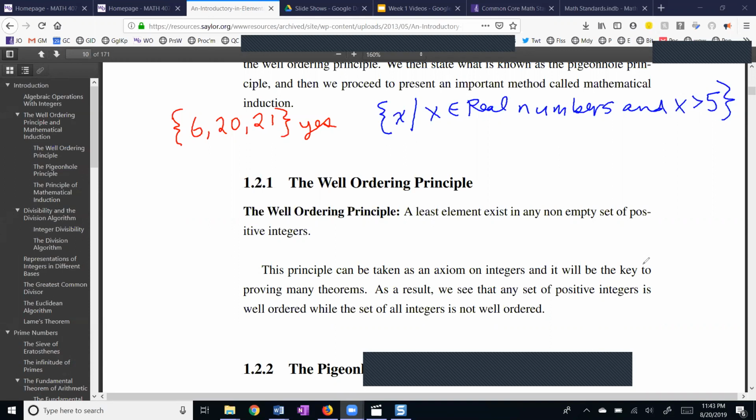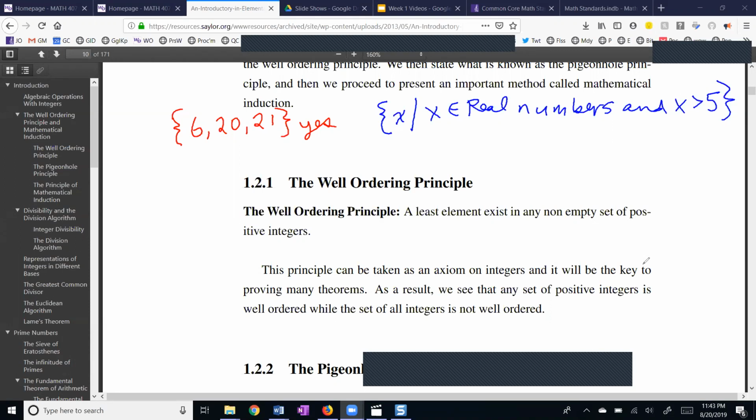The first thing we have in the set is x, the type of thing that we have, and after the vertical bar, we have the description. On a number line, this would be an open circle on 5 and going to the right. And the question is, does this set have a least element?